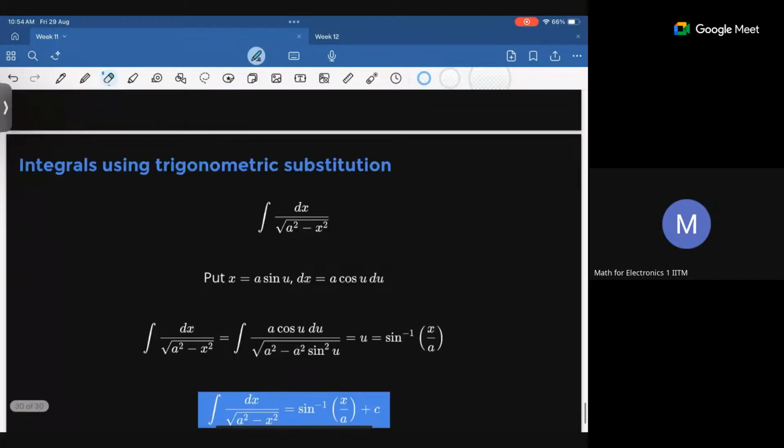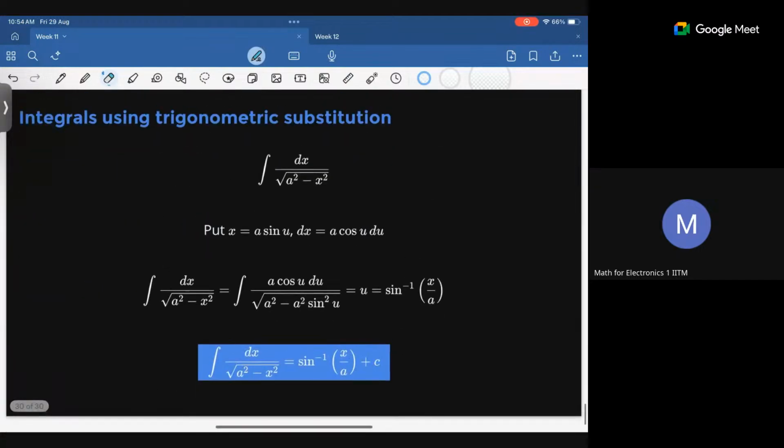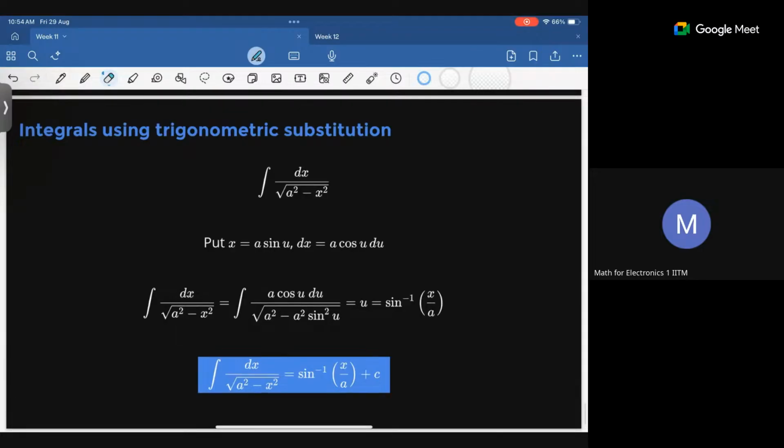I think this is the proof for that. I just put it here. If you want the proof, all you have to do is some substitutions, and you can get to the expression. So this integral 1 by square root of a square minus x square dx is actually sine inverse of x by a plus c.